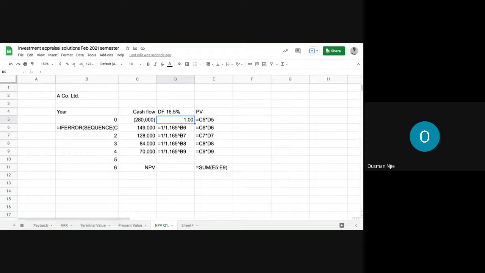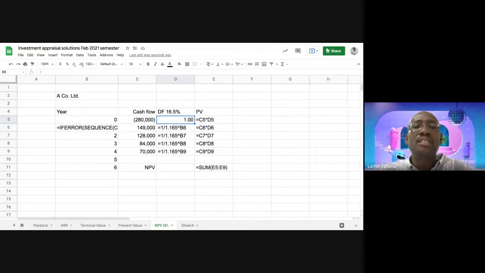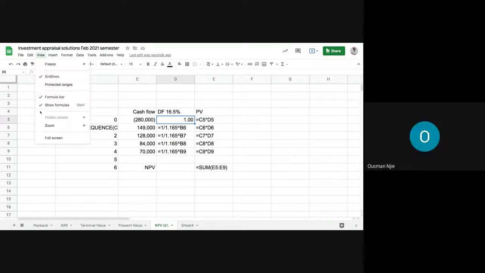16.5 over 16.5 to the power 1. Well, this is at year 0. Well, if you want, you can do 16.5 divided by 16.5. It will give you 1, so it's the same. But actually, we know naturally that at year 0, we don't discount because by discounting, you're trying to find the value now, and your outflow will definitely be value now. Is that clear?